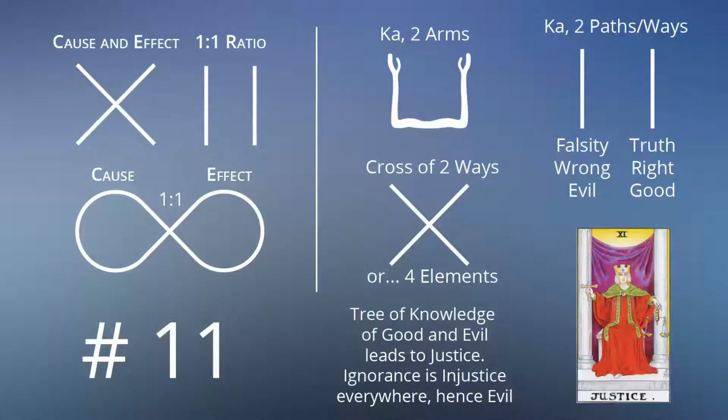So when you look at tarot, and you're looking at cause and effect, we're talking about morality, and we're talking about two things, right? The ka, the two arms. We're talking about our actions. We're talking about two ways, the cross of two ways, or four elements, and the tree of knowledge of good and evil, which leads to justice, and we're talking about truth and light, and justice is heat, and ignorance is injustice everywhere, hence evil. Well, look at the 11 and look at the tarot. Well, the tarot is justice. Card 11. Just happens to fit.